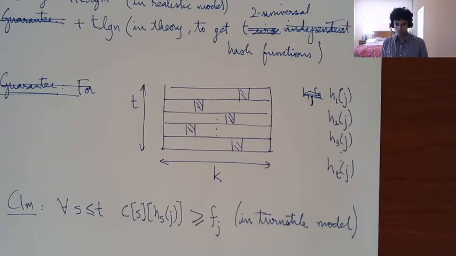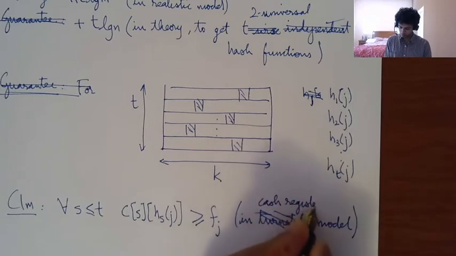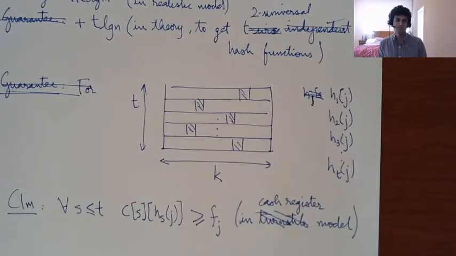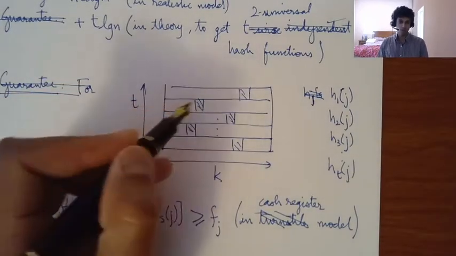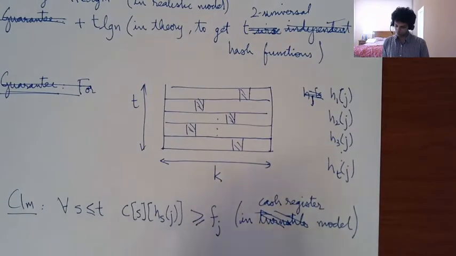Wait, in the turnstile model, can't we decrement? I'm sorry, no, today's not a good day. I mean, in the cash register model. Okay, thank you. In the cash register model, because all you see are increments, collisions are only going to increment the counts. And therefore, you have this claim.